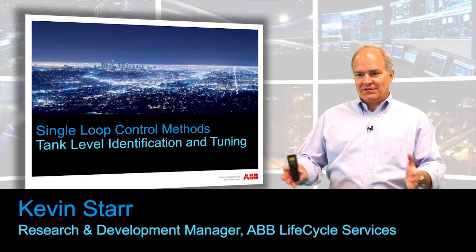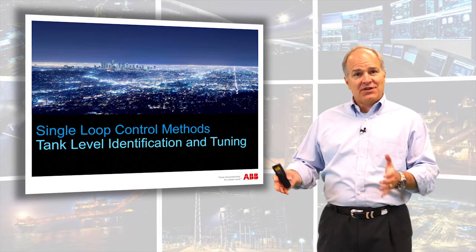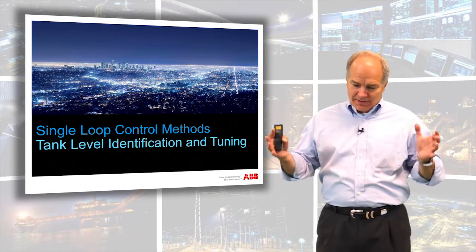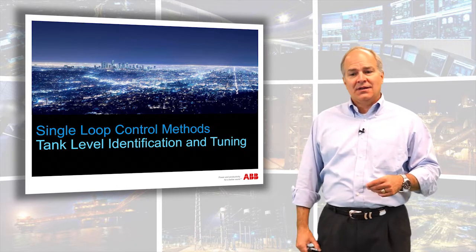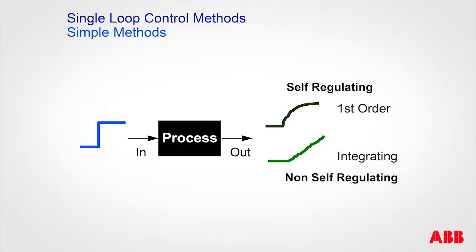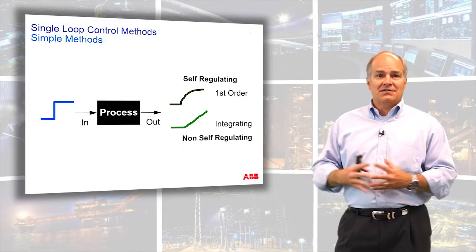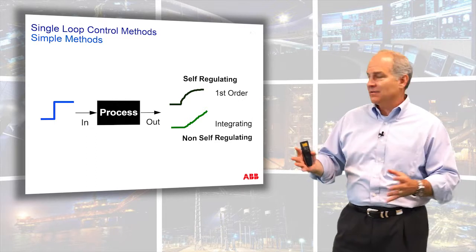In this series of single loop control methods, we're going to be discussing tank level identification and tuning. We're going to combine those in one presentation. Up until this point, we have talked about different types of process identification and even how to tune the self-regulating process. Those are the two primary classes of processes that you'll deal with in industrial applications.